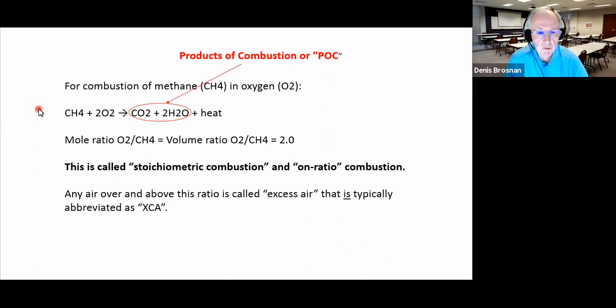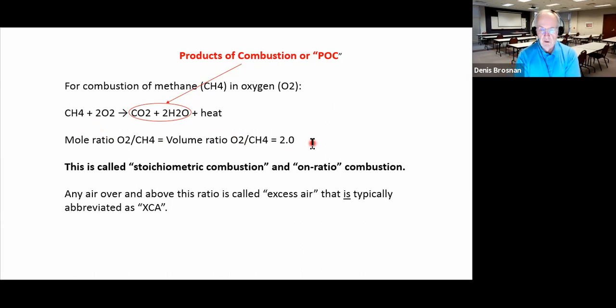Now, a mole, that's a gram molecular weight. It's a defined quantity of substance by weight, but we're really interested in volume, and a mole of gas has a certain molar volume no matter what the gas is. So therefore, the mole ratio of oxygen to methane in the combustion equation is the same as the volume ratio of oxygen to methane. And in combustion, that ratio of oxygen to methane by volume has to be 2.0 to achieve complete combustion or theoretical combustion.